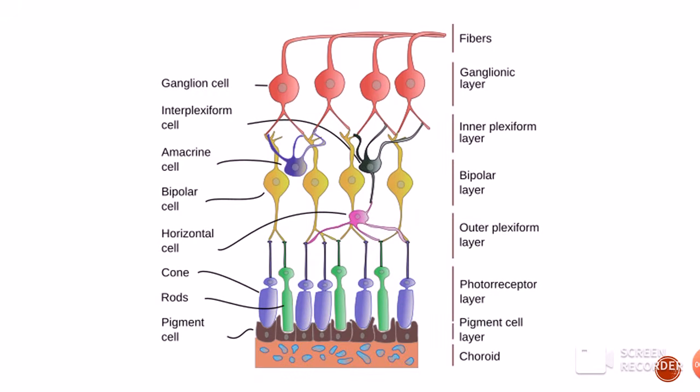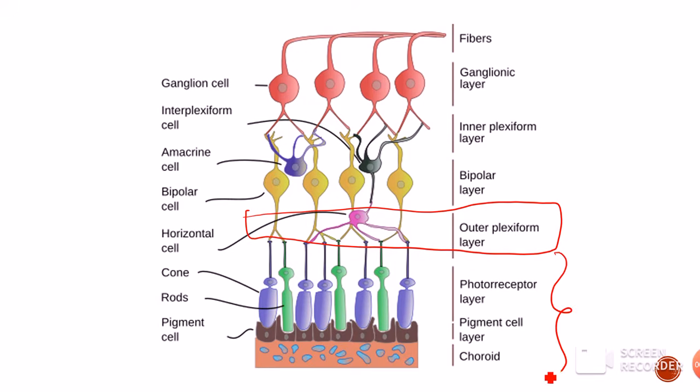This is the diagram which is showing the layers of the retina, and this is simply to tell you that the watershed zone in the retina is present somewhere near the outer plexiform layer, so that the outer layers are actually supplied by the choriocapillaris. That means they are getting their nutrition from the choroid, and the inner layers are getting it from the central retinal artery.